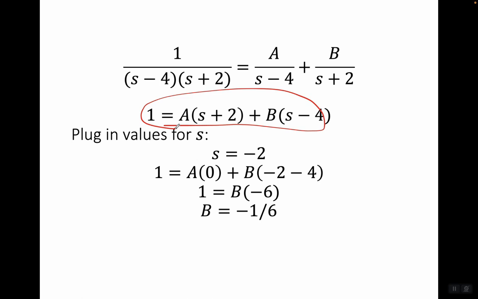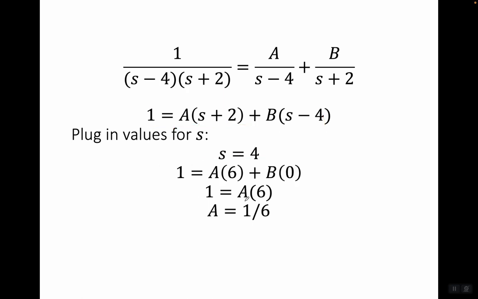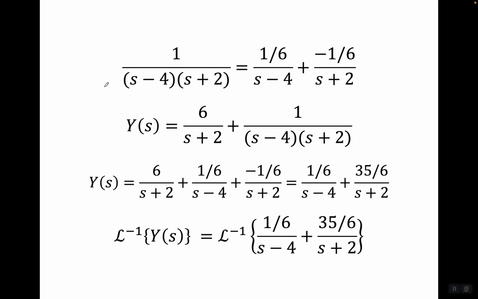Let's plug in strategic values of s, like s equals negative 2. I picked that one because then this factor is going to be 0. So we have 1 equals A times 0 plus B times (negative 2 minus 4). In other words, 1 equals B times negative 6, so B equals negative 1/6. In the same way, we're going to plug in s equals 4, so that this thing can be 0. So we have 1 equals A times 6 plus B times 0. 1 equals 6A, so A equals 1/6. Okay, so this is what we end up with.